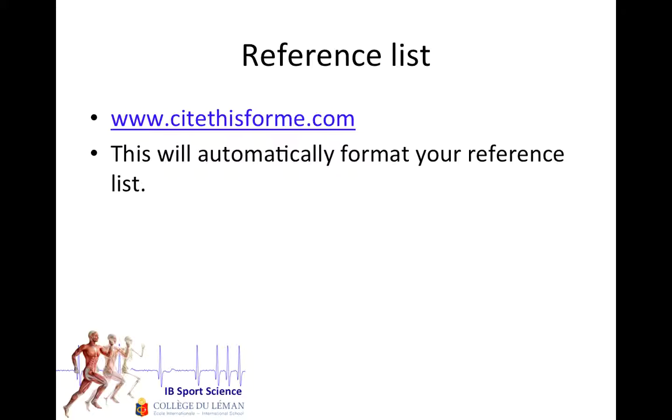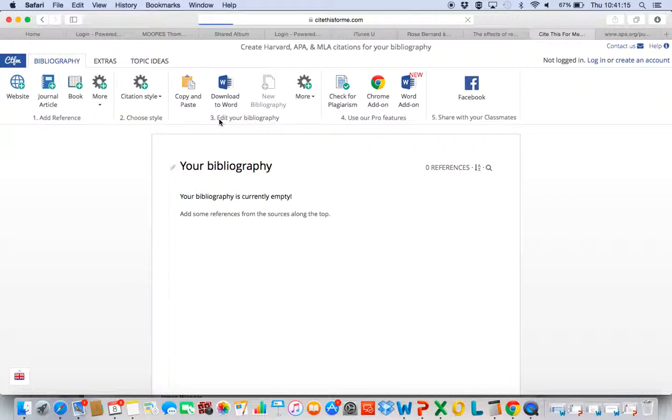Now, in order to create a reference list, the easiest way to do it is to use a website, and citethisforme.com is a pretty easy way of doing that. It'll automatically format your reference list for you. So I'm going to work through an example of how we can do that. So let's have a quick look at what we've got. So this is citethisforme.com. This is the website that I use a lot.